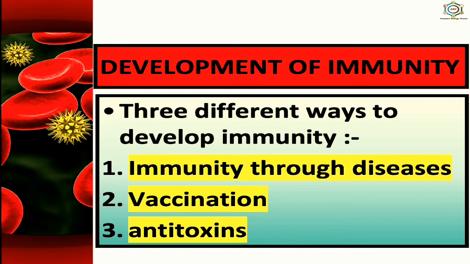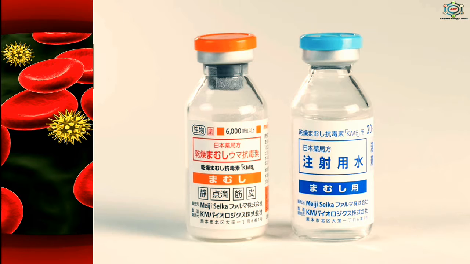After this, the third way is antitoxins. So what are antitoxins? Antibodies that neutralize toxins produced in the body. Bacterial toxins are introduced from outside, like snake venom. So the toxins which are produced in the body, like the bacterial toxins, and those which are introduced from outside, like snake venom, are neutralized by antitoxins.